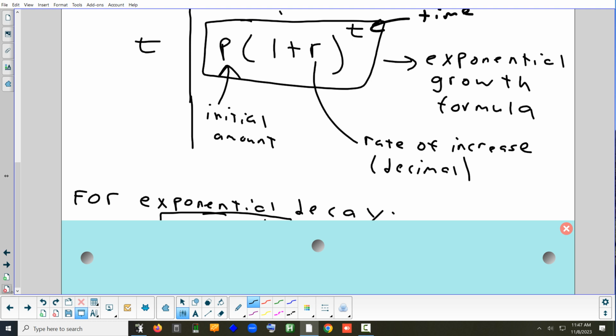Now, if that's the growth formula, you only have to change one thing to make it decay. Anyone have a guess? What would change to make that a decay formula?